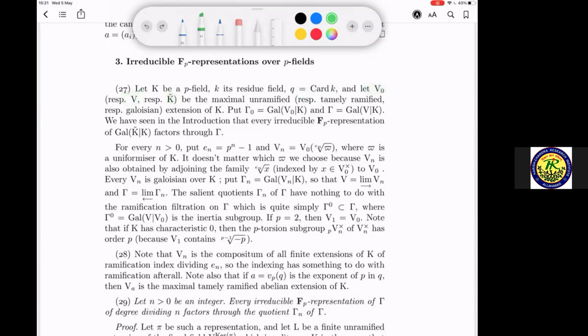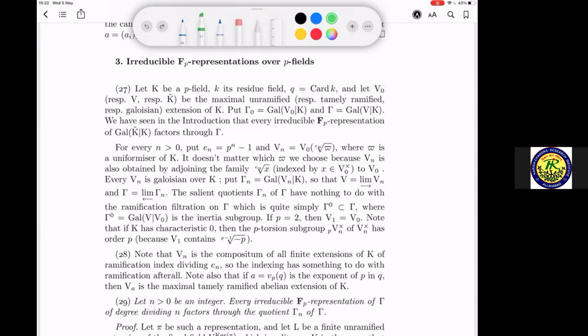V naught is the maximal unramified extension of K. It's Galois over K, and the Galois group is Z hat. Remember, Z hat is the product of Z_p for all p's. Z_p is for a specific prime p. You have Z_2, Z_3, etc. But if you take the product of all these rings, for all p, then you get Z hat. And the additive group of that Z hat is the Galois group of V naught over K.